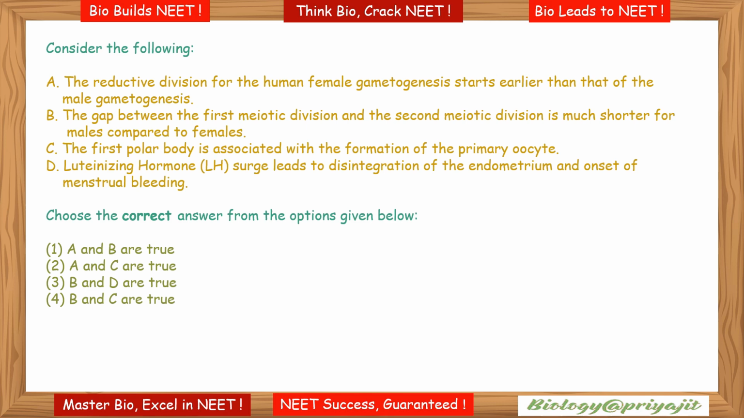Once puberty is attained in the females, the primary oocytes complete prophase 1 of the first meiotic division to form secondary oocytes. The first meiotic division in females is an unequal division resulting in the formation of a large haploid secondary oocyte and a tiny first polar body. Degradation of the corpus luteum in the absence of fertilization causes degradation of the endometrium lining of the uterus, leading to menstruation. So here the correct answer will be option 1, that is A and B are true.